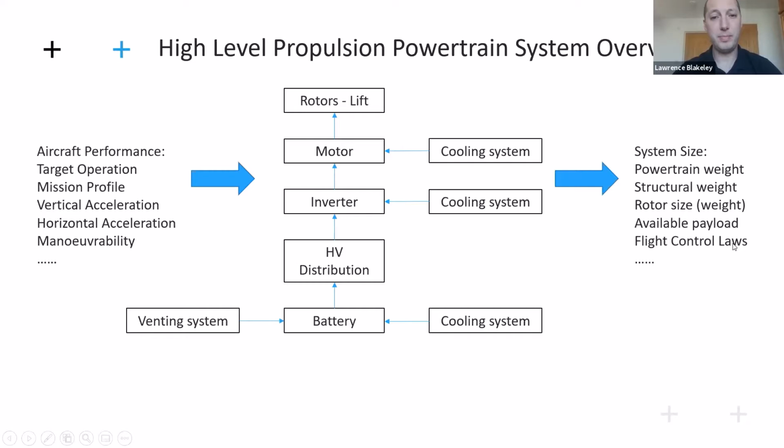We also get some features for the control laws that we need to develop. So this could be how fast the motor needs to accelerate, or how fast it needs to decelerate. It could be some control loop speeds, but these elements are then fed out into the wider flight control system.